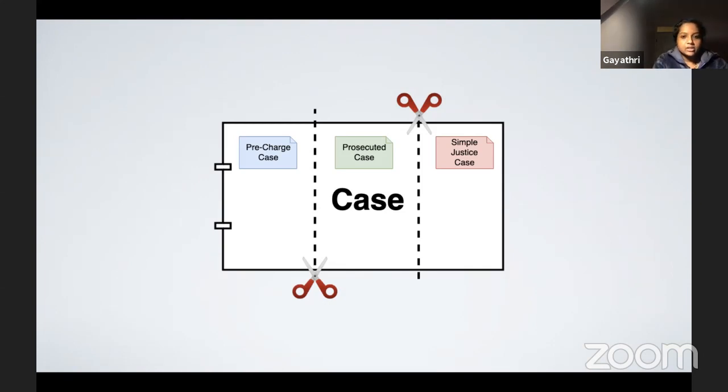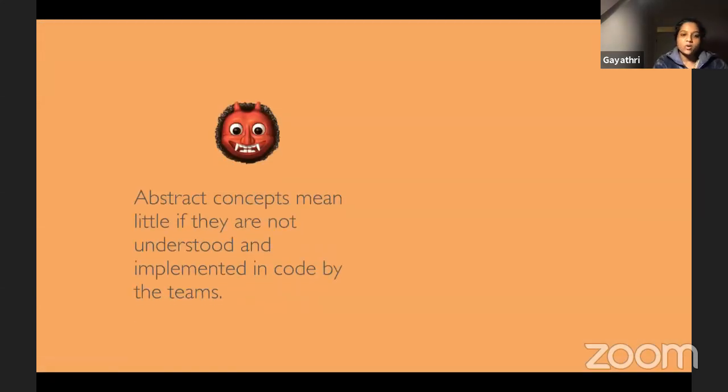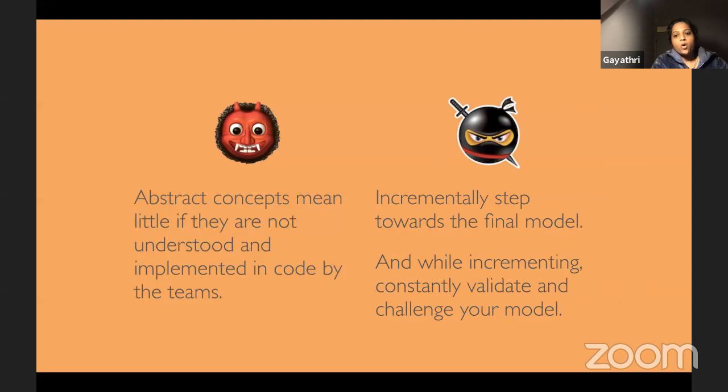So it brings us to the next near enemy, which is abstract concepts mean very little if they're not understood or implemented properly in code. So to combat this, always incrementally step towards a final model. And also it's important that while incrementing, don't assume that the initial assumptions made while modeling are always correct, because you always unearth new concepts. So it's always good to challenge your model while you're implementing them.